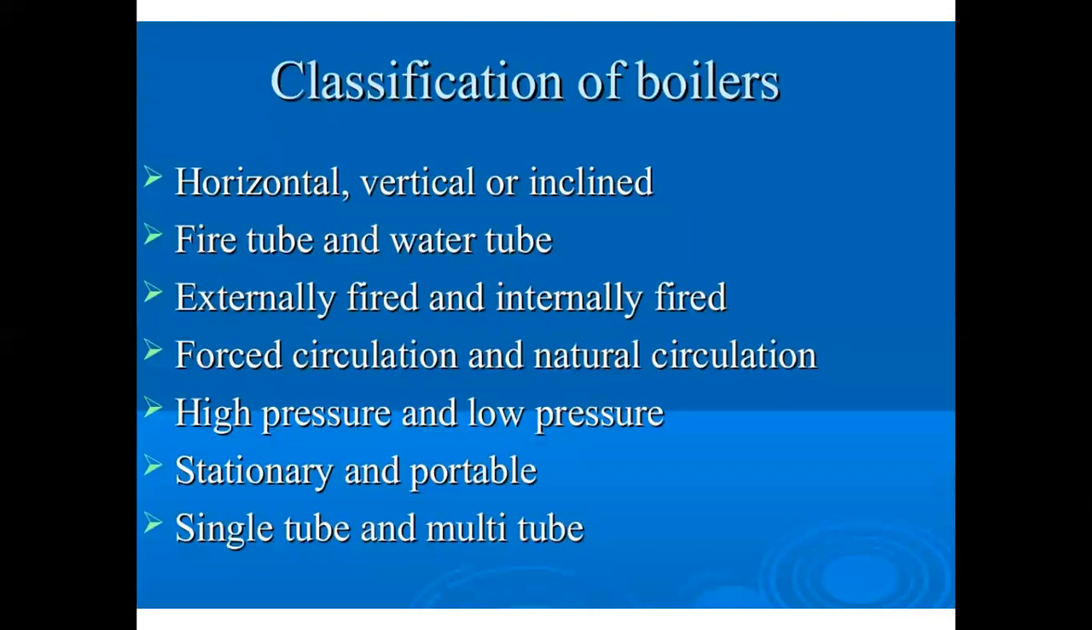Then we will discuss classification of boilers. How can we classify the boilers? First, it is based on the axis of the boiler. Based on the axis, there are three types: horizontal, vertical, and inclined boilers. Then according to the content in the tubes, there are fire tube and water tube boilers.